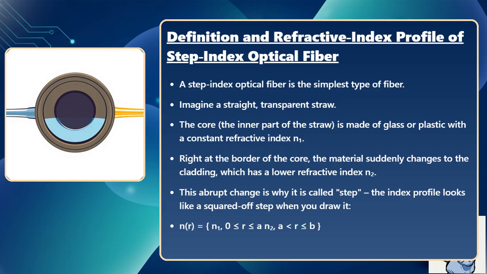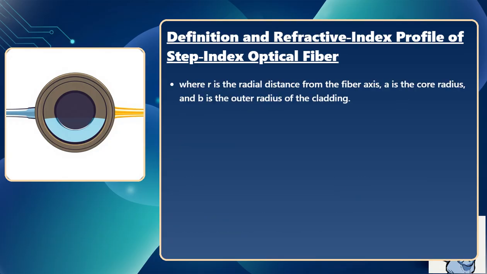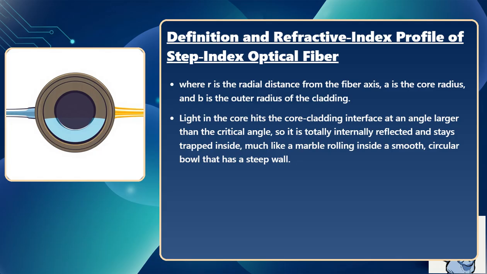N(r) = { N1, 0 ≤ r ≤ a; N2, a < r ≤ b }, where r is the radial distance from the fiber axis, a is the core radius, and b is the outer radius of the cladding.